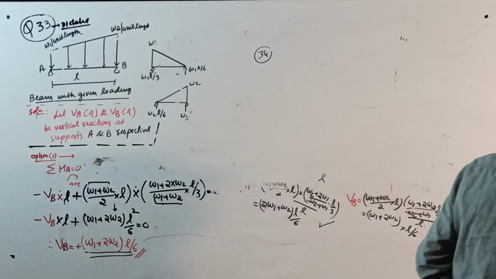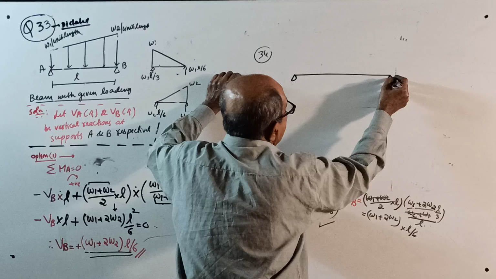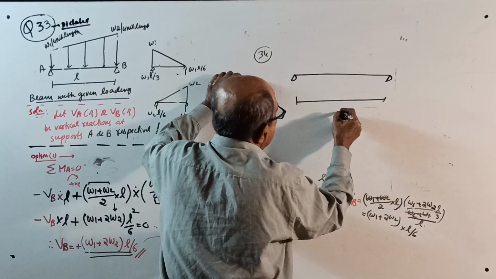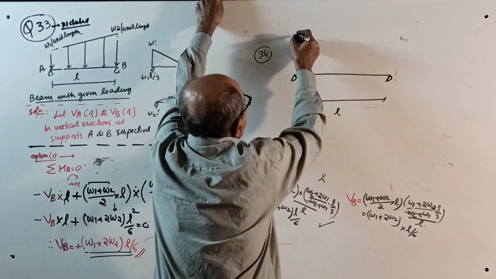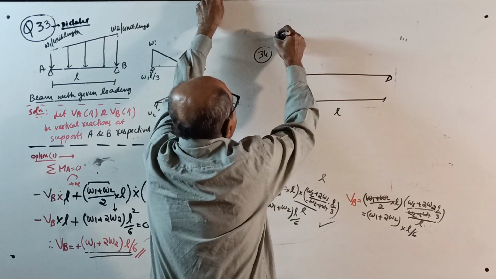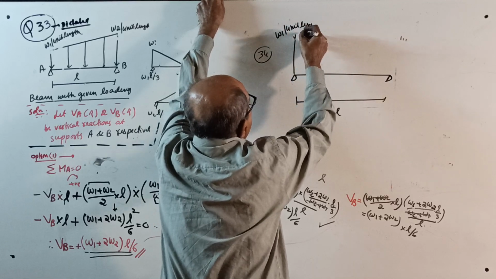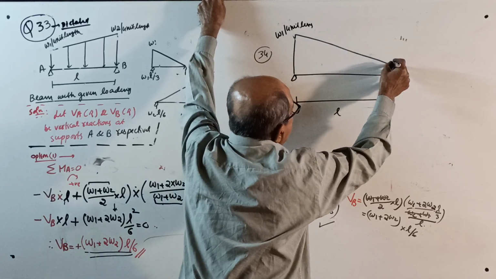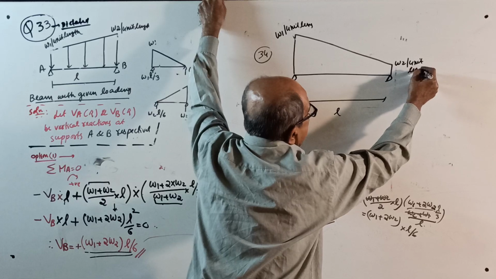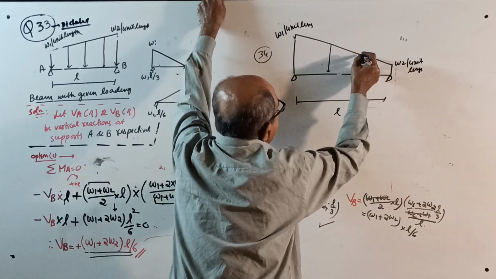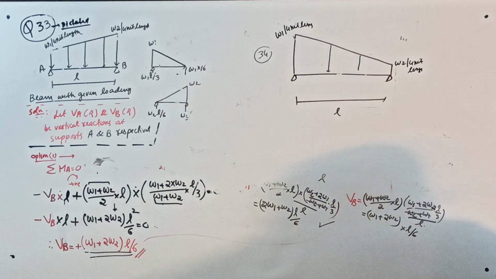Okay, I will write the question here. A simply supported beam of span L loaded by uniformly varying load which has maximum intensity of W1 per unit length at the left support, which linearly decreases to W2 per unit length at the right support. Find the reaction. Okay, I'll give answer.